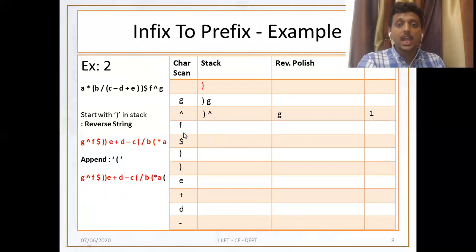Now again F. F is a variable. What you need to do for the variables? Push the variable. So okay, the closing caret F. Next G and rank as it is. Next dollar C.